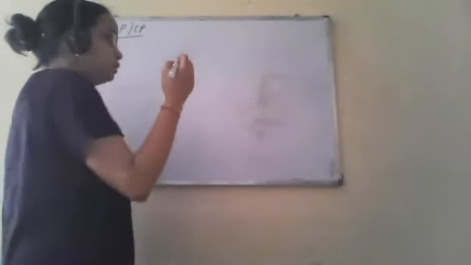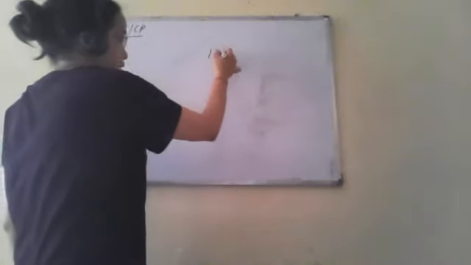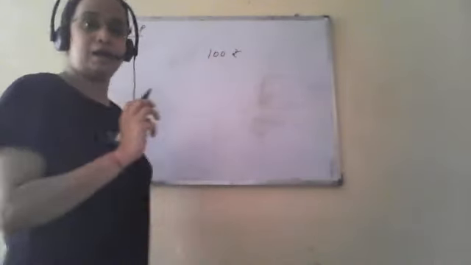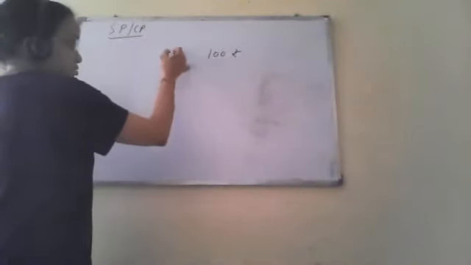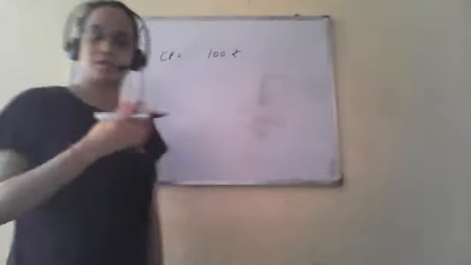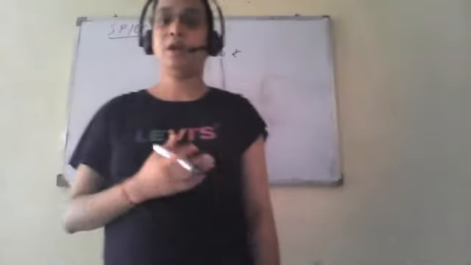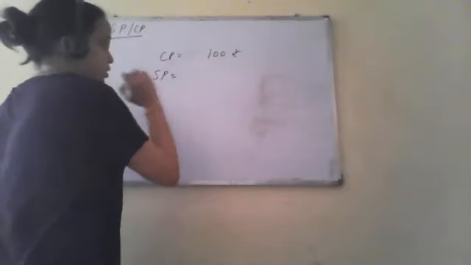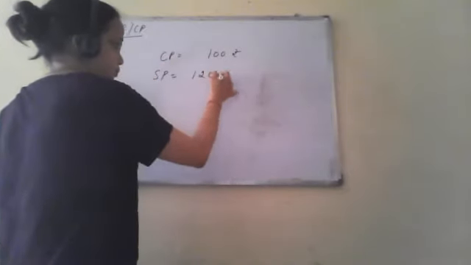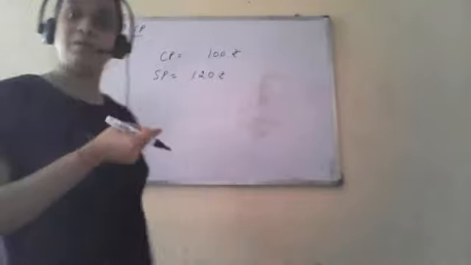So first, what is cost price? Suppose I have an article and it costs me rupees 100. I got it from somewhere, that is, it costs me rupees 100. So the cost price will be 100. It is the cost which I have paid for it. Now I sell it for, say, rupees 120. So the selling price will be 120.